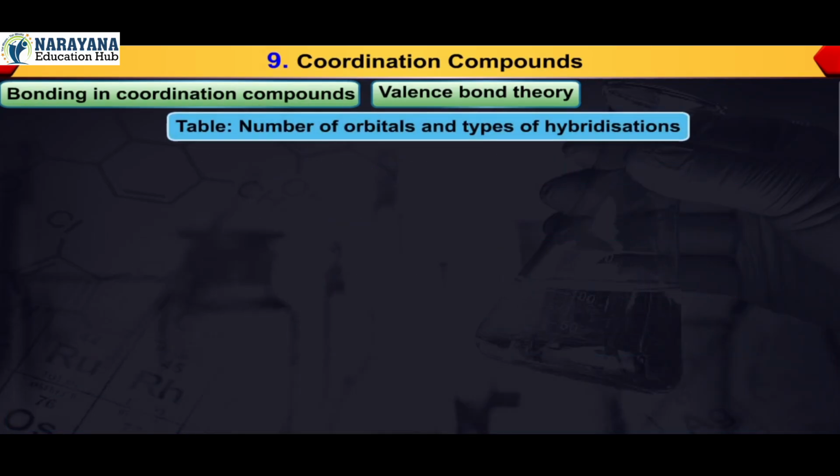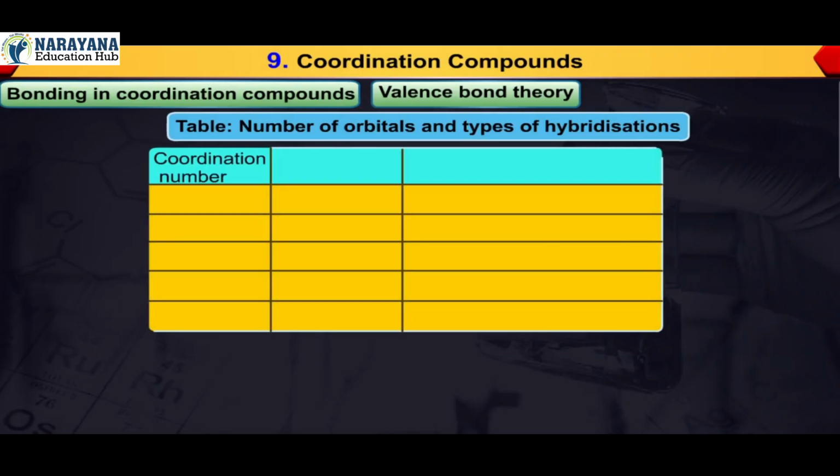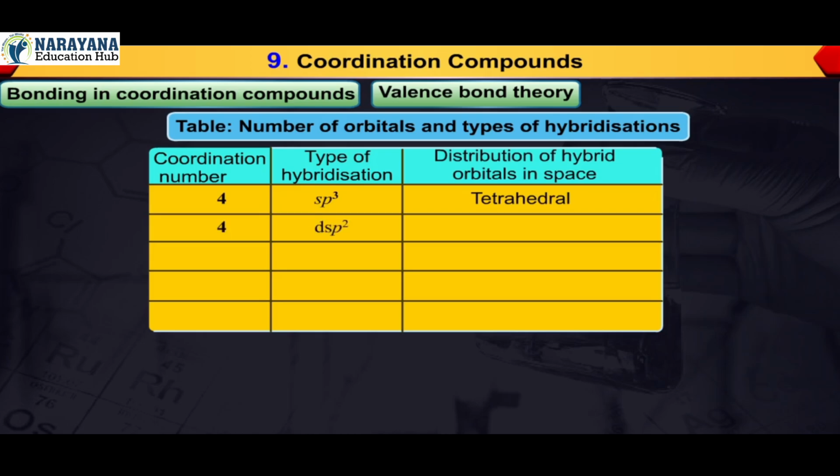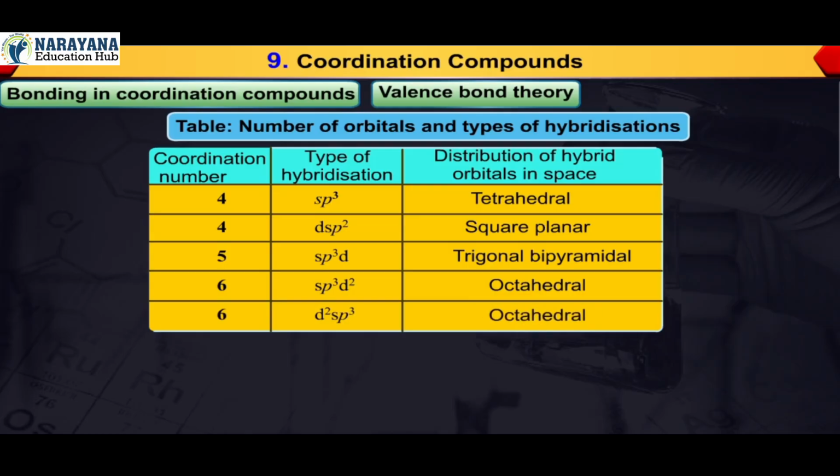Table: number of orbitals and types of hybridizations. Coordination number, type of hybridization, distribution of hybrid orbitals in space. 4: sp3, tetrahedral. 4: dsp2, square planar. 5: sp3d, trigonal bipyramidal. 6: sp3d2, octahedral. 6: d2sp3, octahedral.